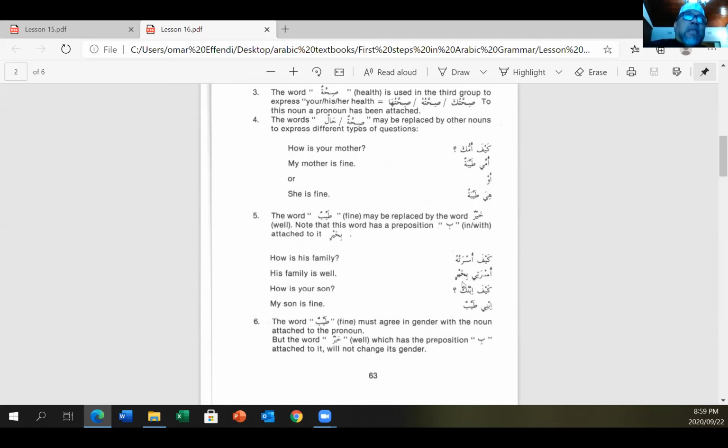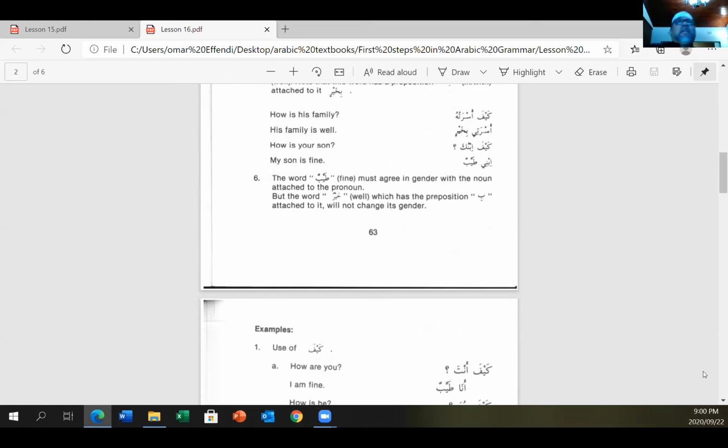Khair is the word referring to, like you say, well. So you won't get a feminine well and a masculine well. Okay? So therefore, as they make the statement here, the word khair, well, which has the preposition be attached to it, will not change its gender, which means you can use it for a masculine or a feminine, as I use the word here, usratun. Usratun is a feminine word, but see, there's no tamar buta at the back here. Okay?